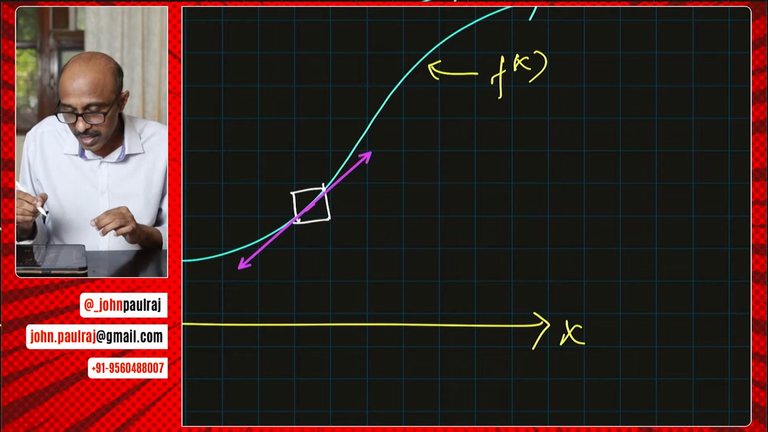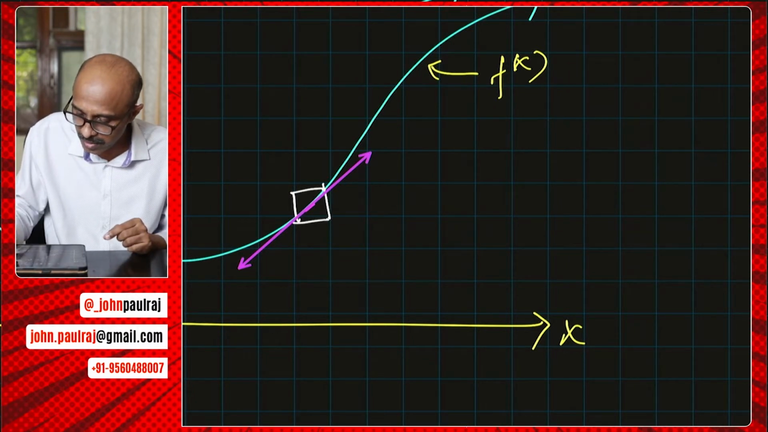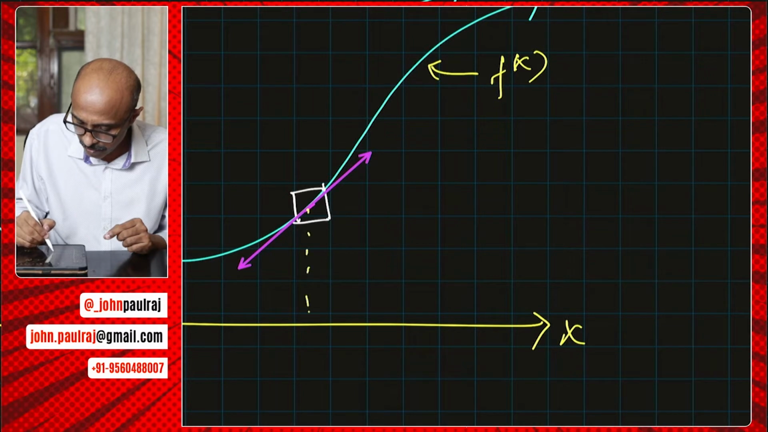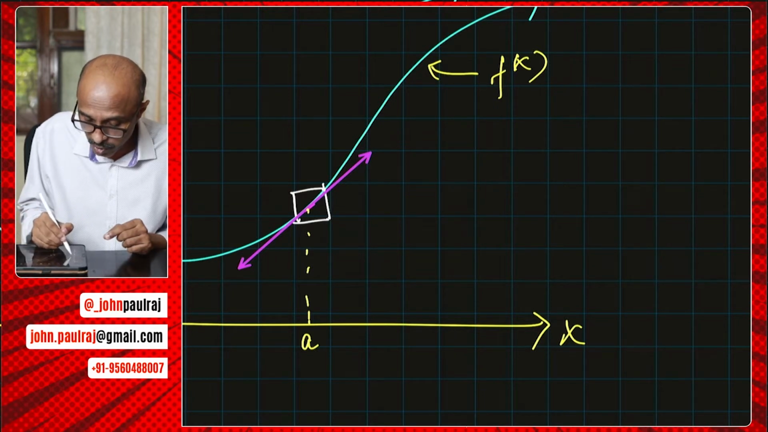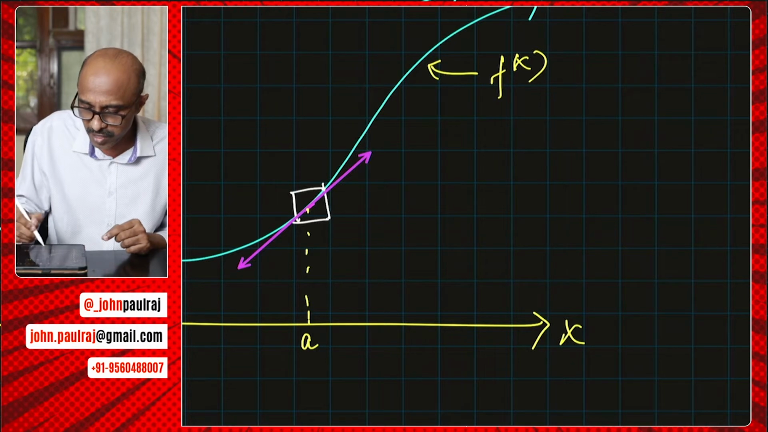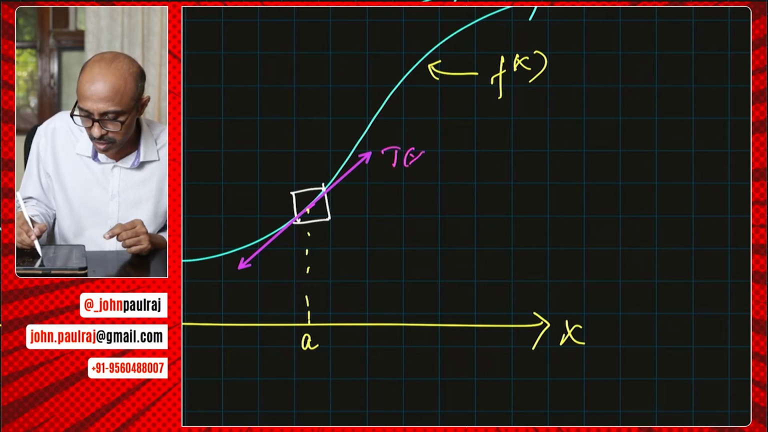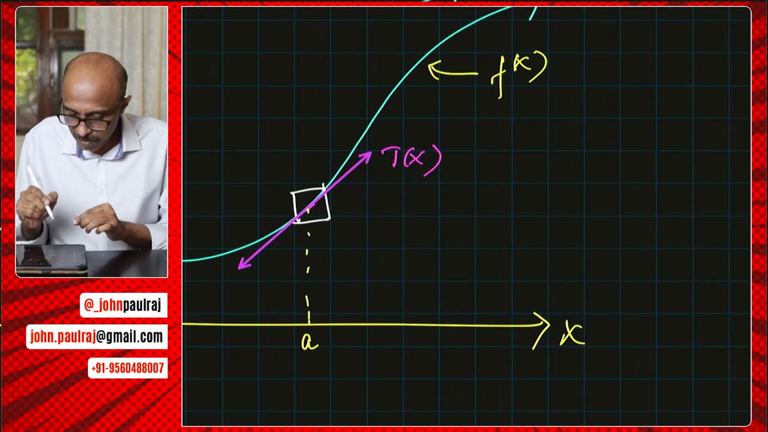Okay, so the idea is that at that point, let's say this is the point A. And of course, at that point, you have the value of the function. The value of the function at that point should be f of A, right? And just for the sake of convention, let's call the equation of the tangent T of x. The function is f of x, the tangent is T of x. And we're looking at that point A.